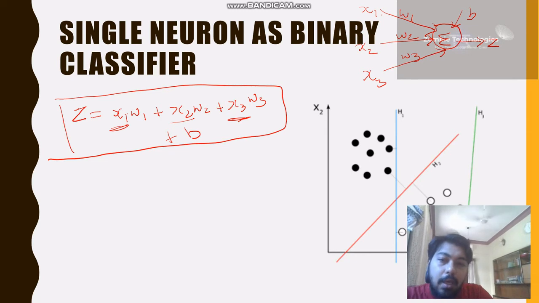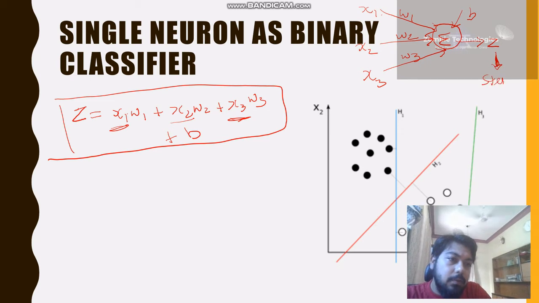This is the input Z, and I will pass this input Z through, let's say, the step function. I know that if the value of Z is positive, I would simply get Y equal to 1. If the value of Z is negative, let's say I get Y equal to -1.